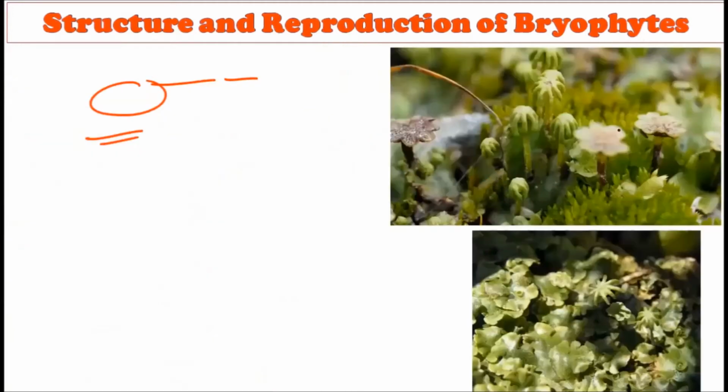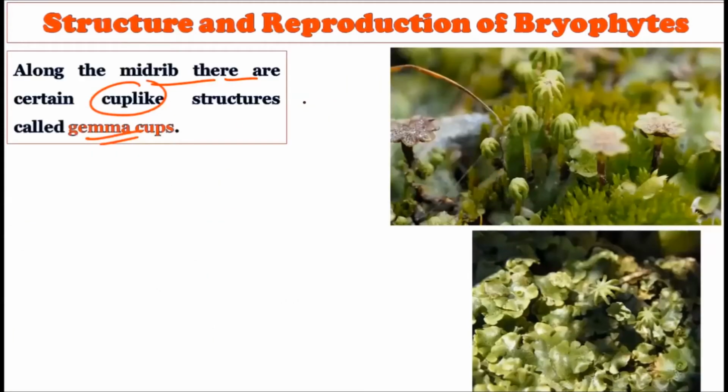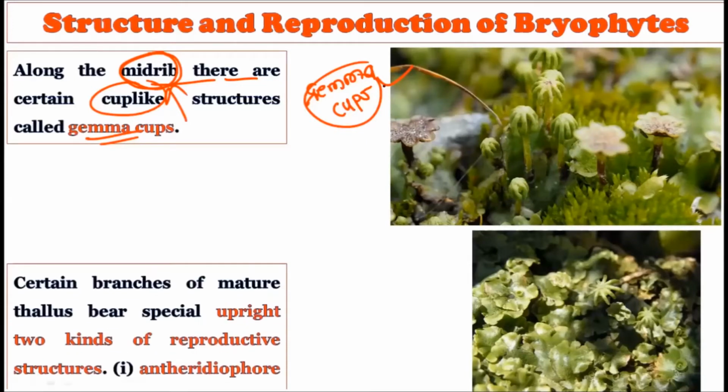This is very important to understand, because in the UPSC mains examination, whenever you write about the gemma cup, you should be precisely able to mention that the gemma cups are born on the midrib, along with the midrib. Okay, so along with the midrib these gemma cups were formed, and as you know, they are helpful in the asexual way of reproduction. So gemma cups are always born along the midrib.